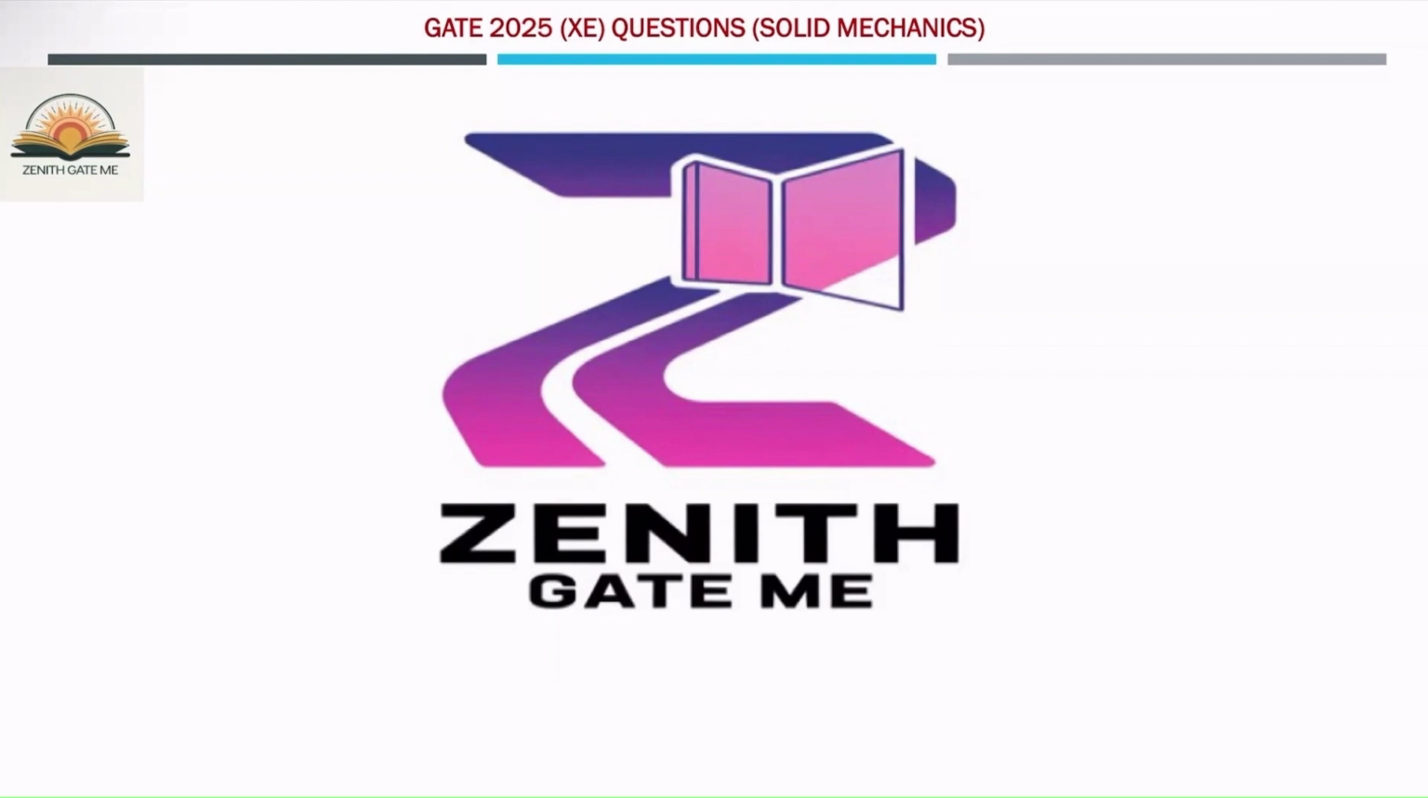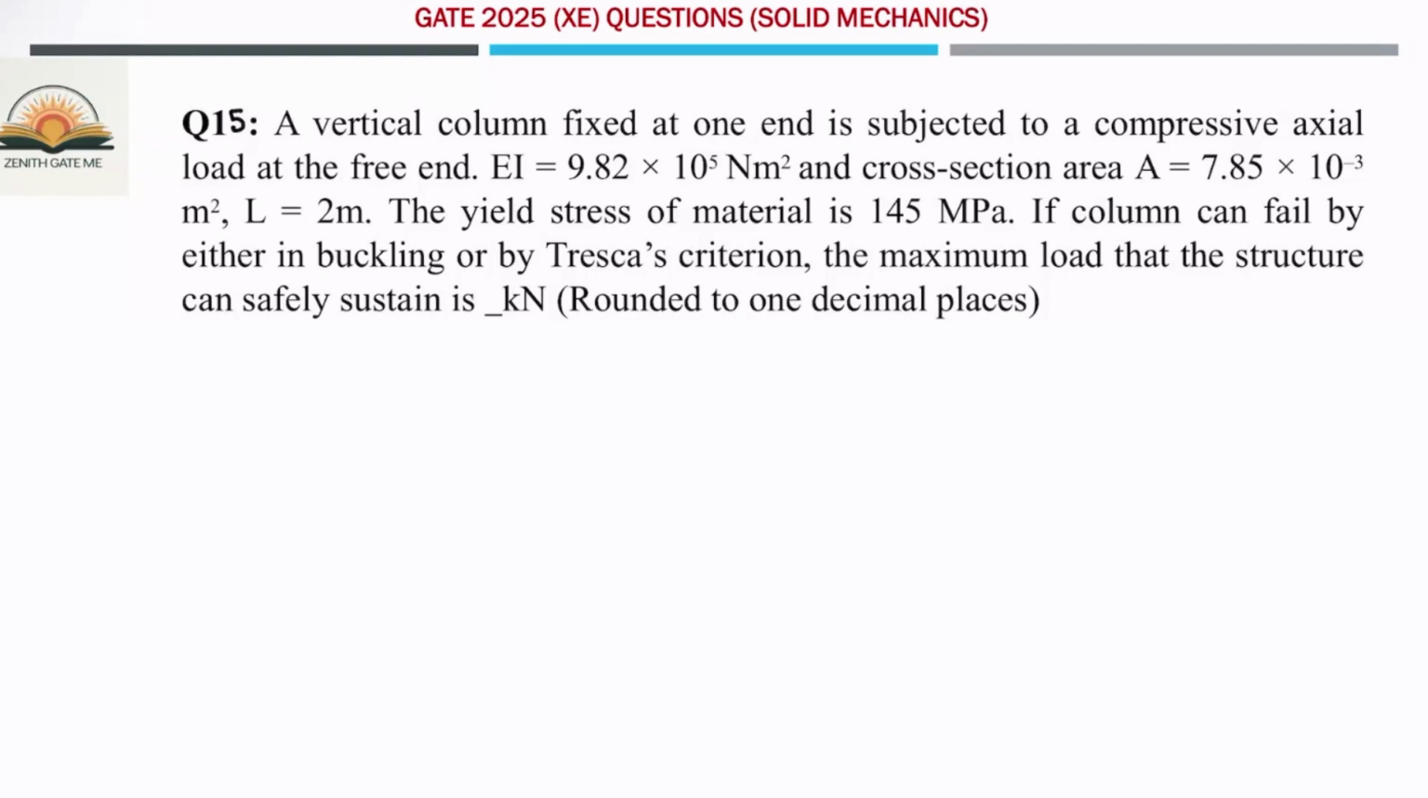So in today's session, I will discuss the question which was asked in the GATE 2025 engineering science paper from solid mechanics. Coming to question number 15: a vertical column which is fixed at one end is subjected to a compressive axial load at the free end.